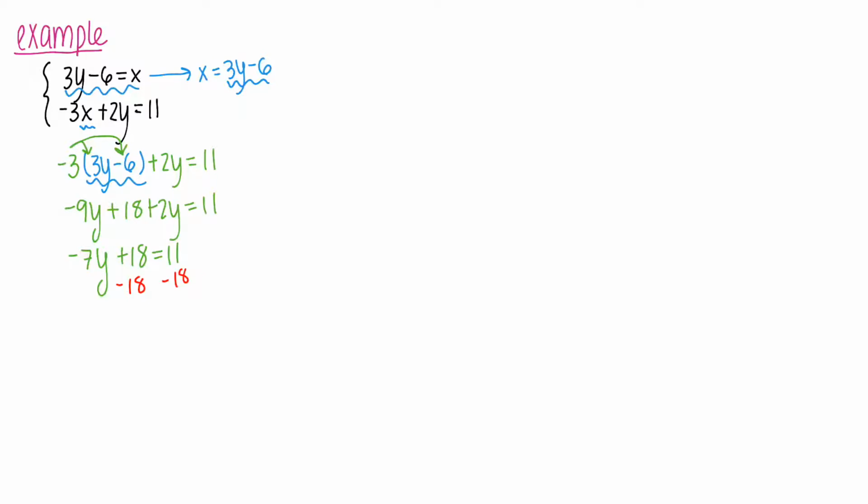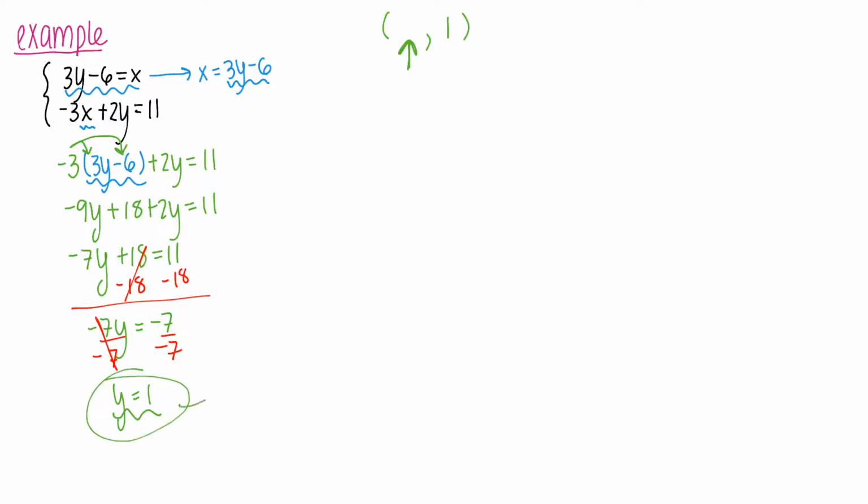Subtracting 18 on both sides, -7y is equal to -7, and then dividing both sides by -7, we get y is equal to 1. So our answer is going to look like this. We just need to figure out what goes right here. We're going to take this 1 and plug it back in to the equation we solved for originally, and that'll give us our x. So x is equal to 3 times y, which is 1, minus 6. 3 minus 6, x is equal to -3.